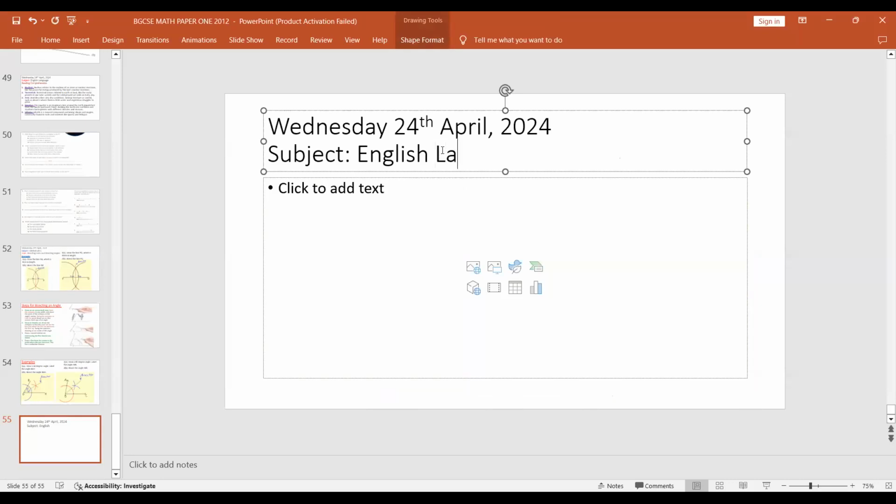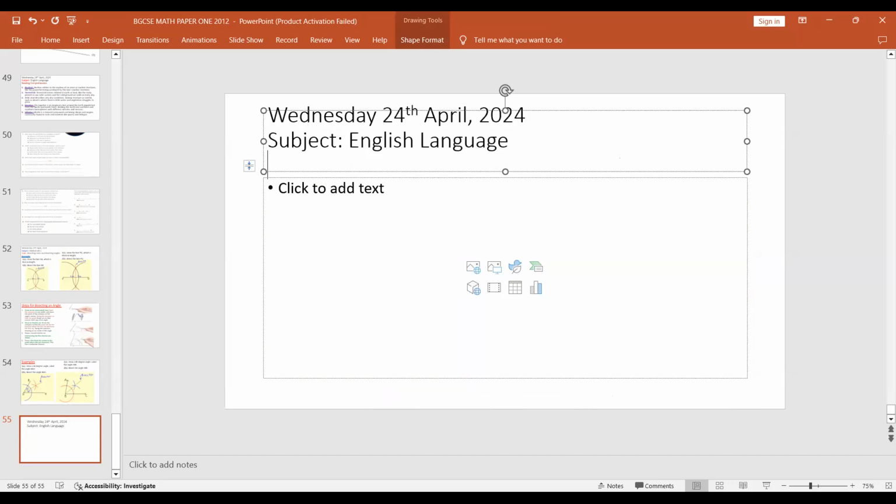So this is going to be English language. The topic is, we're going to be looking at types of organization. So how do we organize our work when it comes to paragraph writing, right? So that's what we're going to be looking at, the types of organization.